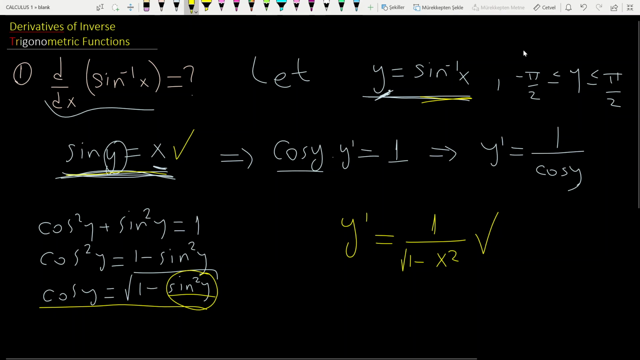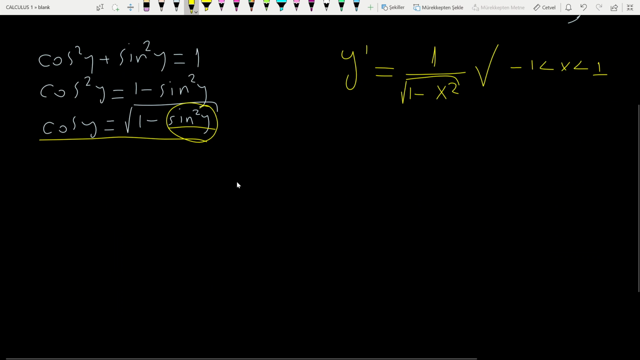What about the derivative of the inverse cosine function? I also want to give the proof. And what about the domain of this derivative? It's also important to write the domain of this derivative. x is in between minus 1 and 1. If x is bigger than 1, then the function is undefined because of the square root. If x is smaller than minus 1 or equal to minus 1, then y prime becomes undefined. Okay, so it is the derivative of the arcsine function. Let's continue.